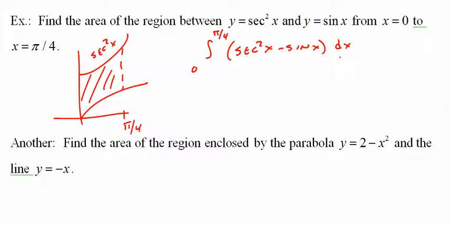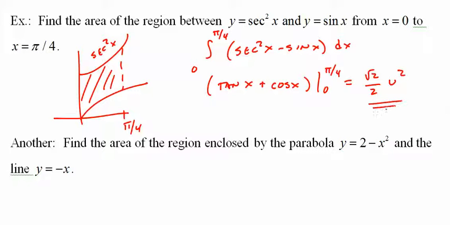This one is actually fairly easy to integrate. Tangent of x, and since the derivative of cosine is negative, plus cosine of x. Woohoo, we got it right. From 0 to pi over 4. I'm not going to do all the math, I'll leave that up to you. You'll get root 2 over 2, units squared. Be aware, I did not put units squared on any of my answer keys. Just know what's going on.